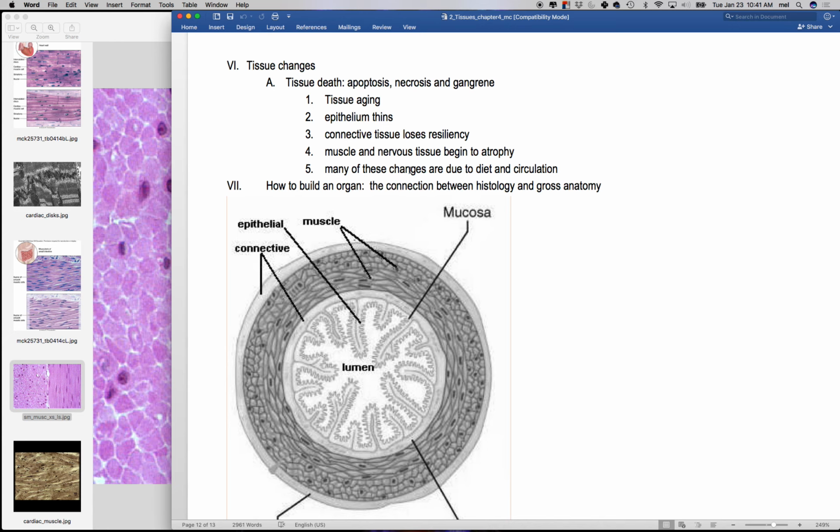Okay, so what else? What happens to those of us who are otherwise healthy but are still going to age? As you age, what happens is your epithelium will thin.